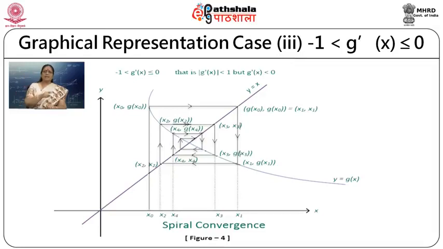So, in this case, if you look at the graph of vertical to the curve, horizontal to the straight line, this is like a spiral. Of course, a spiral is round, but this is a square spiral, that is a rectangular spiral, falling down to the core inside near the root, and that is why this convergence is known as spiral convergence.